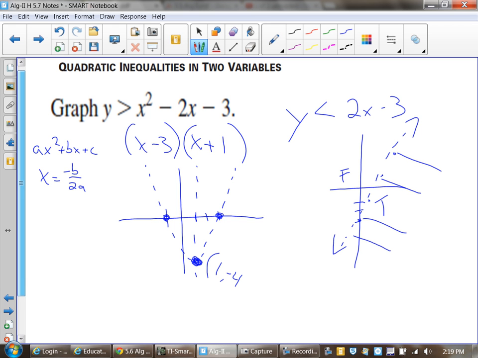What's 0 squared? 0. What's 0 minus 0? 0. What's 0 minus 3? -3. Is 0 bigger than -3? Yes. So it's shaded inside in here. When you are graphing inequality parabolas, it's either going to be shaded in the cup or out of the cup.